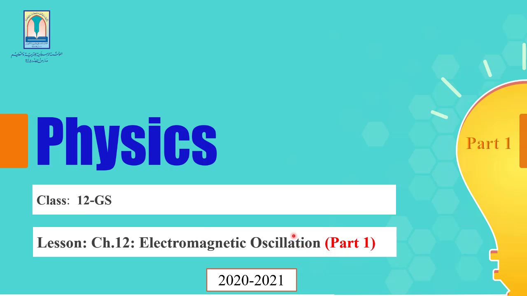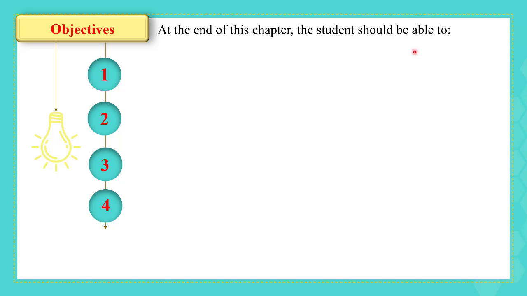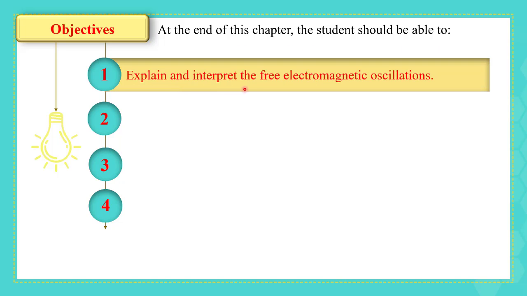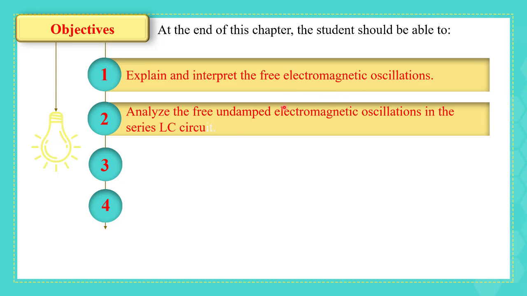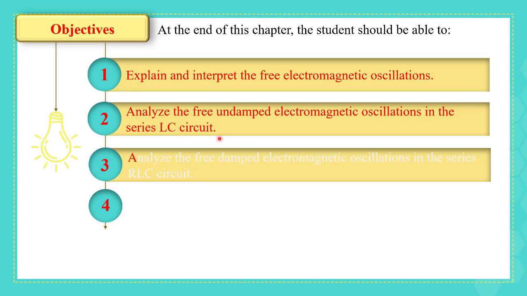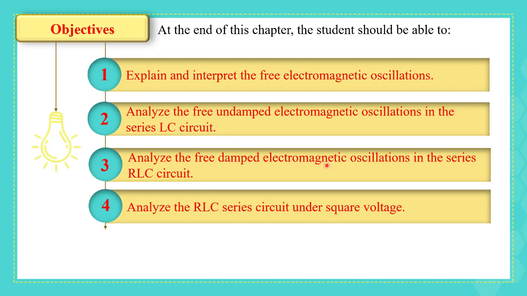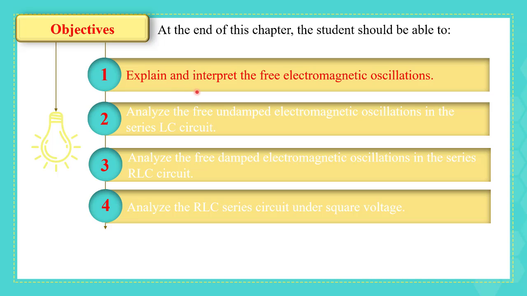At the end of this chapter, the student should be able to explain and interpret the free electromagnetic oscillations, analyze the free undamped electromagnetic oscillations in the series LC circuit, analyze the free damped electromagnetic oscillations in the series RLC circuit, and analyze the RLC series circuit under square voltage. In this video, we will explain and interpret the free electromagnetic oscillations.